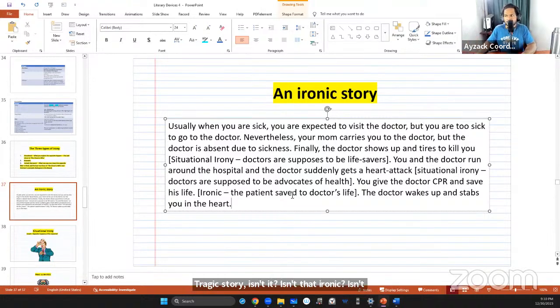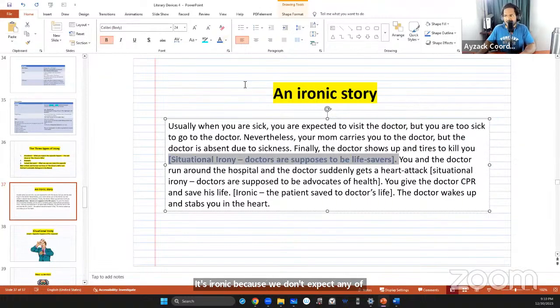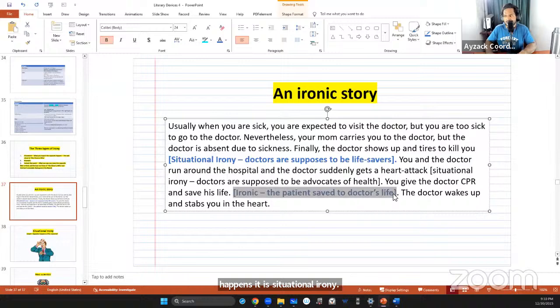It's ironic because we don't expect any of these things to happen, right? If the opposite of what you expect happens, it is situational irony.